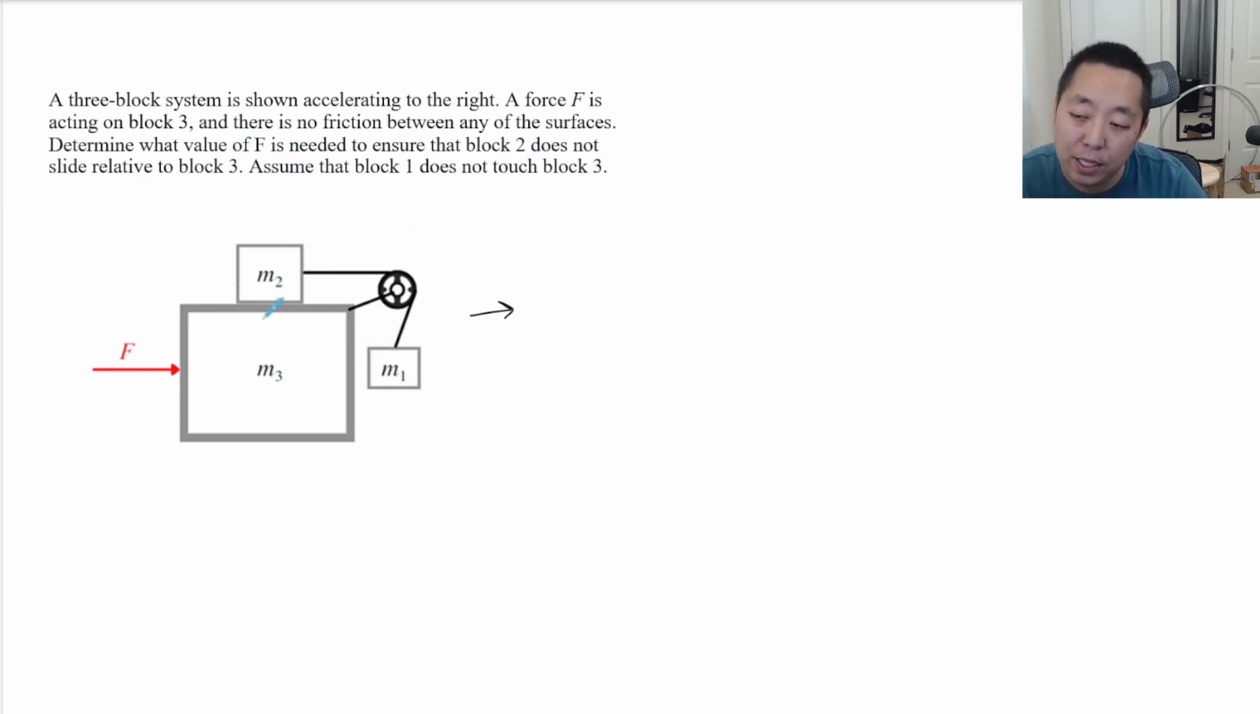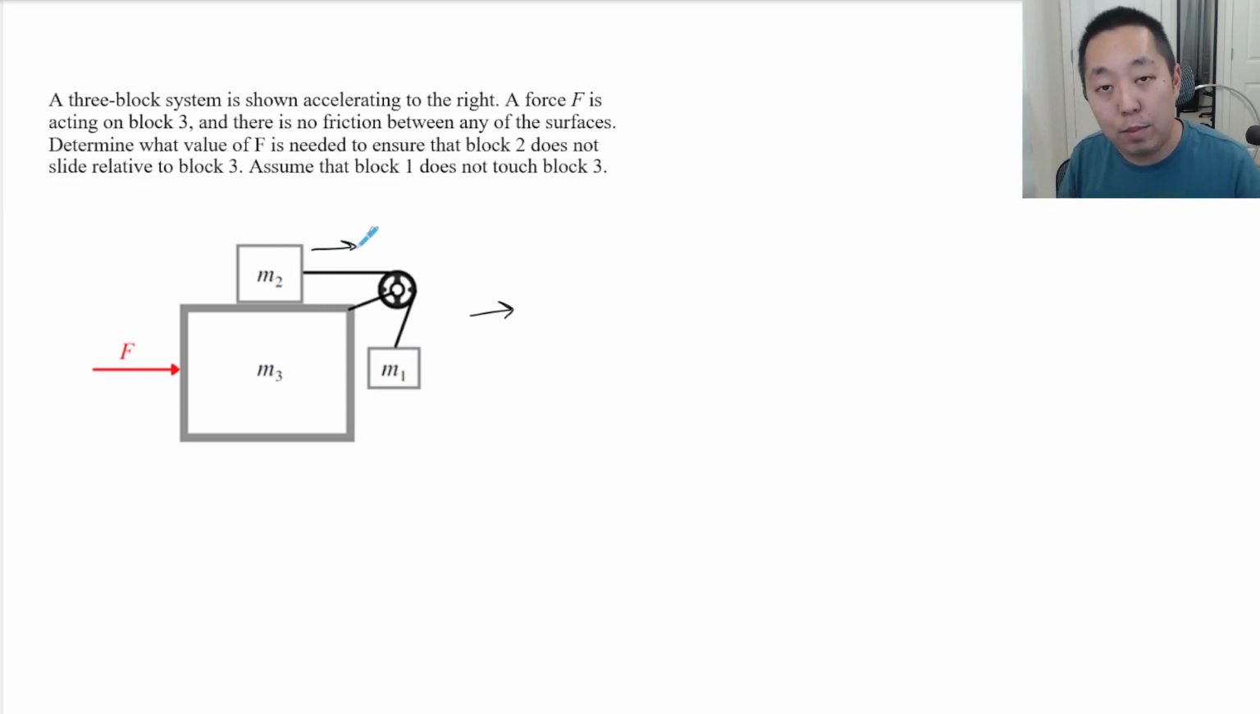So what's happening is, if this thing wasn't accelerating to the right, and this block M1 was just hanging here, block M2 would accelerate to the right. That's what would happen. So someone has to push on M3 to make it accelerate so it can keep up with the acceleration that M2 is feeling. So you have to figure out what force is necessary to make those accelerations match. There's no friction happening. So how do we start with this?